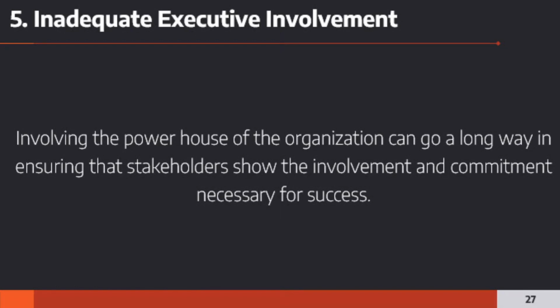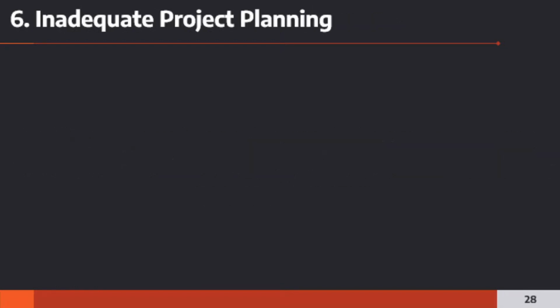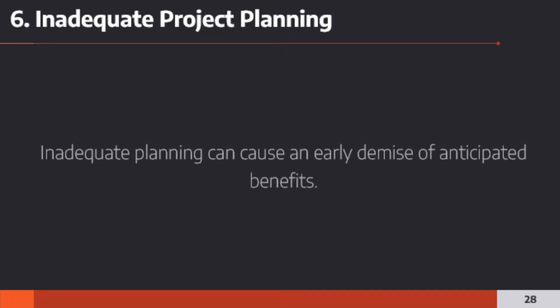Okay. The sixth one is inadequate project planning. What is this? Inadequate planning can cause an early demise of anticipated benefits. Okay, so if you don't plan well, don't expect a good return on your investment.